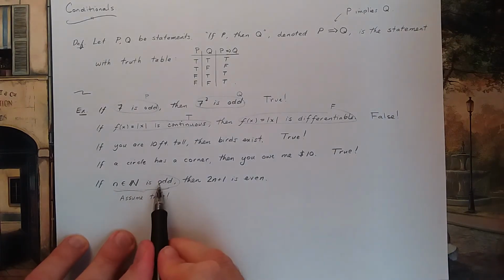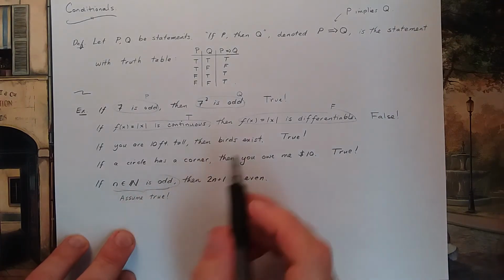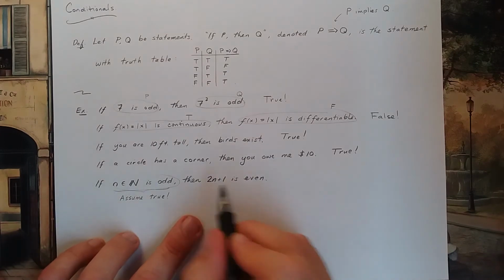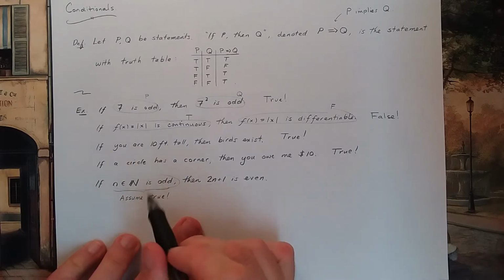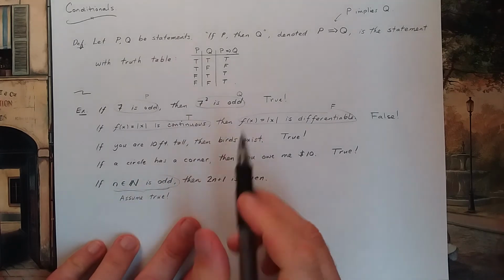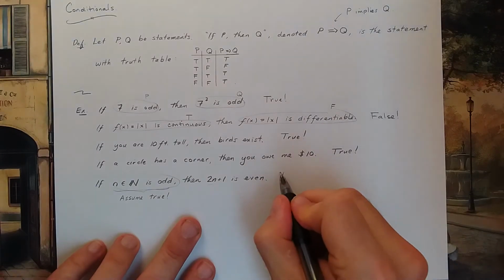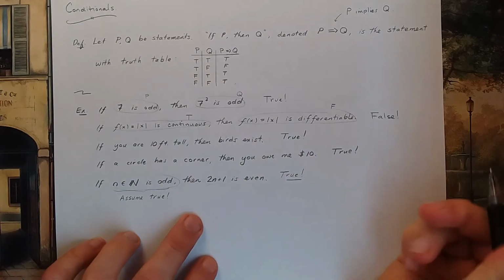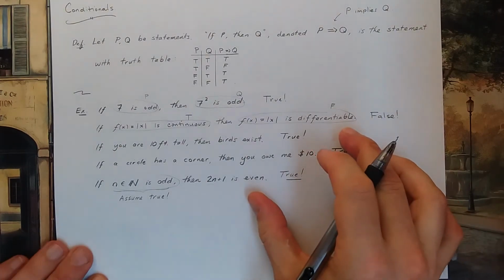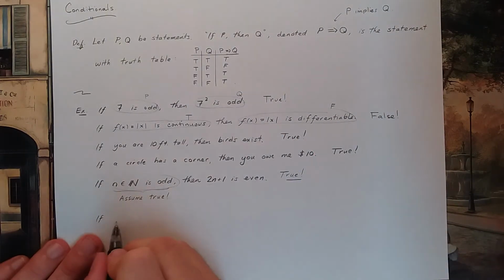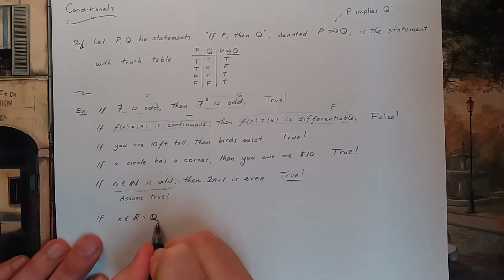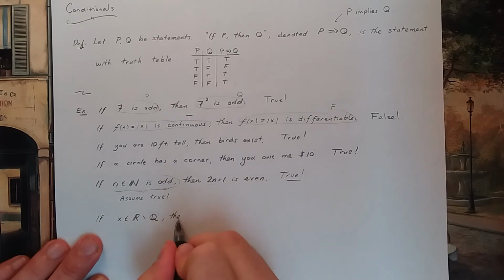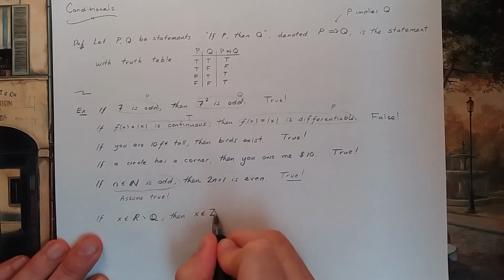So I'm going to assume I have an odd number, and if I do have an odd natural number, then yes, it is true that 2n plus 1 is even. So under the condition, that's why conditionals, under the condition that this is true, it does follow that 2n plus 1 is even. So this entire statement is true. Let's do one more just like that. So how about if x is a real number but not a rational number, then x is an integer.